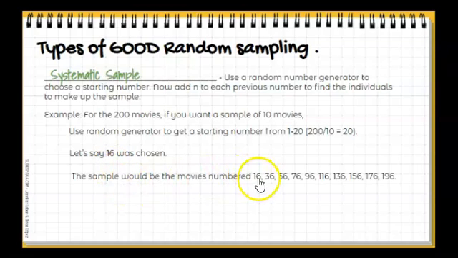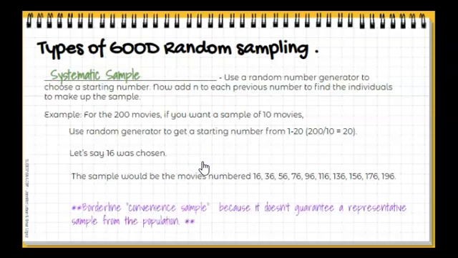So for the sample, I'm just going to be adding 20 each time to get to all 200 movies. So I would choose number 16, number 36, number 56, 76, and on and on and on. I'm going up by 20s, all right? So systematic sample is one way to do a good random sample. It's borderline good. It's not the greatest, okay?